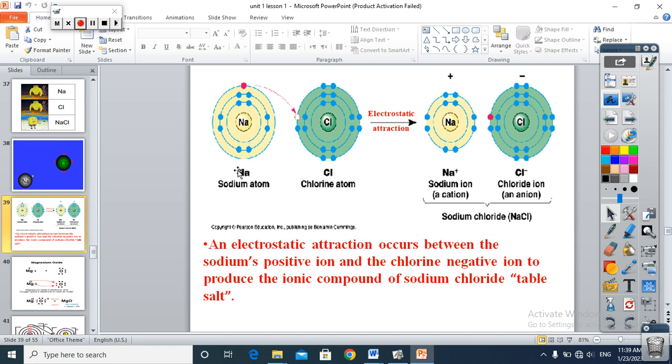Okay, as in sodium and chlorine. Sodium loses one electron to give it to chlorine, and chlorine takes it and changes into negative ion. So the electrostatic attraction occurs between sodium and chlorine, forming a bond between them. This bond is called ionic bond. So an electrostatic attraction occurs between the sodium positive ion and the chlorine negative ion to produce the ionic compound of sodium chloride, table salt.